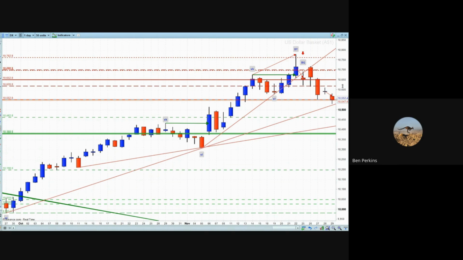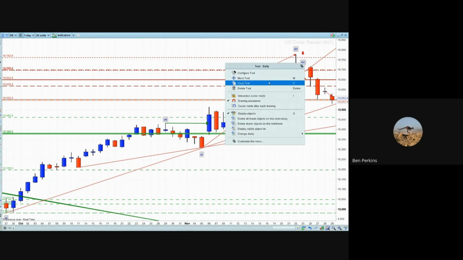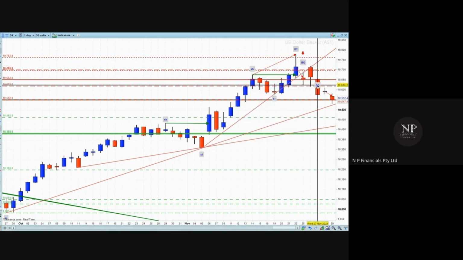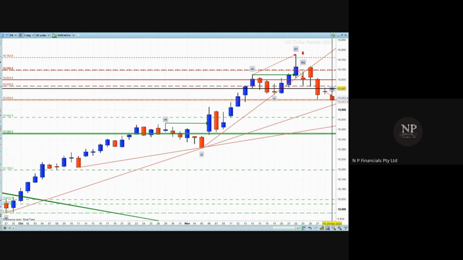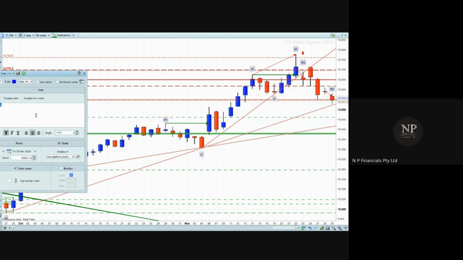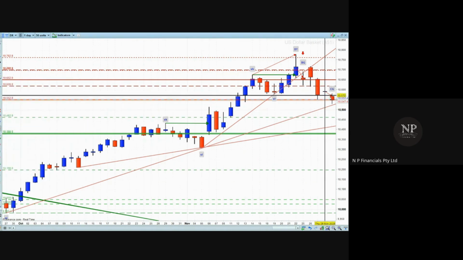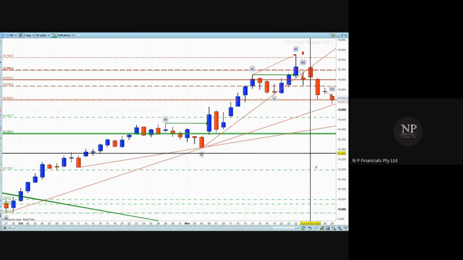Will that be a continuation gap or an exhaustion gap? Continuation gap. This is a continuation gap because price is continuing in the same direction. That is why it is a continuation gap. I'll show you the exhaustion gap.